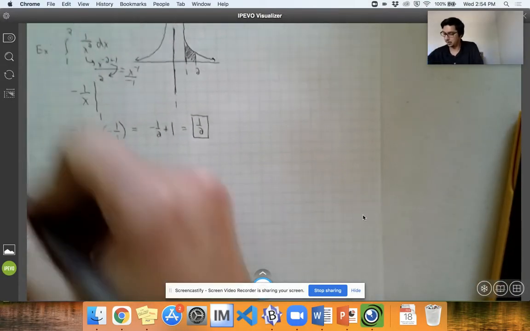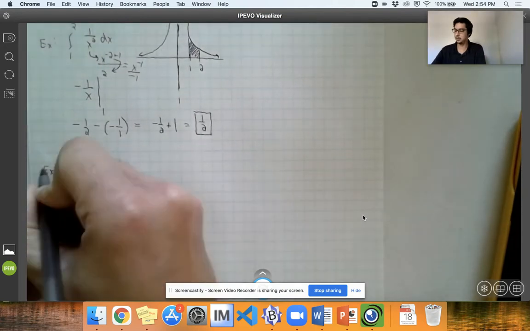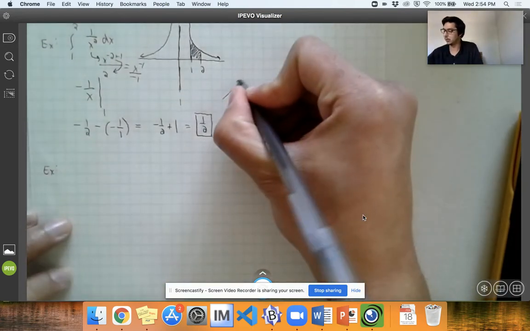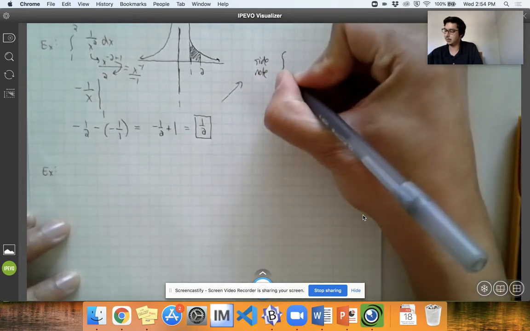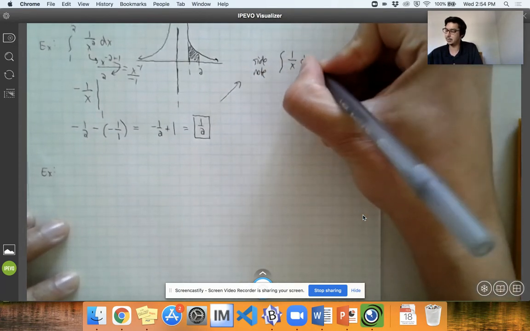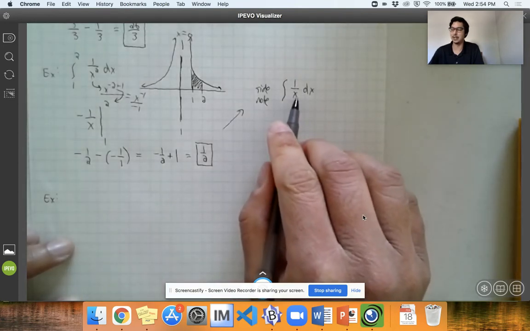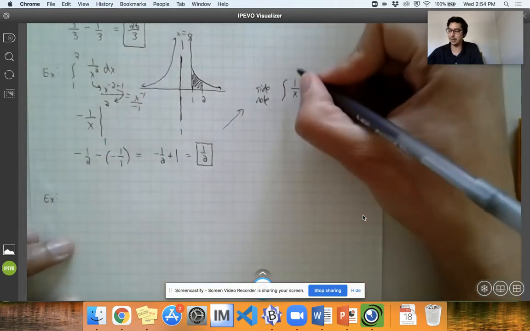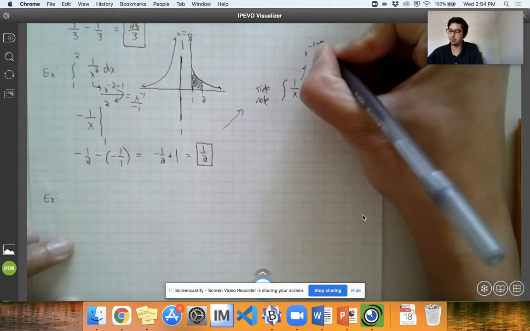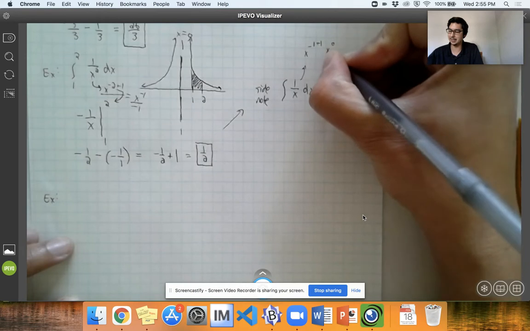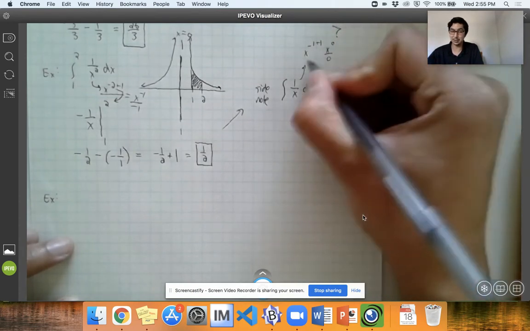Now, let's get into what improper integrals are. Oh, let me just do it over here. Side note, if I did the integral of 1 over x dx, what's the antiderivative of 1 over x? If you try to do our trick with the power rule and write that as x to the negative 1, and then you add 1, you'll get x to the 0, and then divide by that, you'll get 0. Notice that it doesn't work.